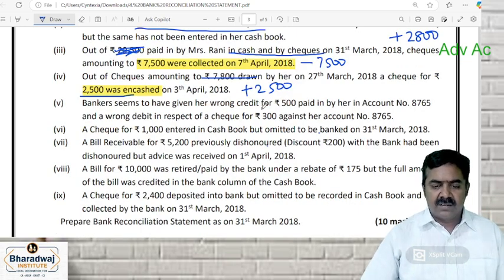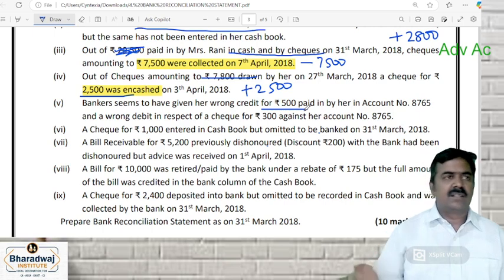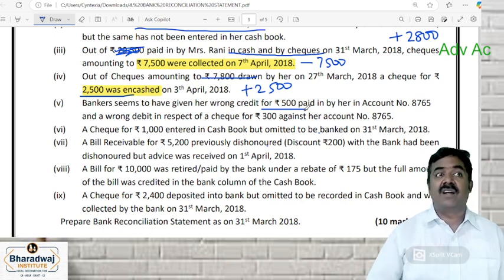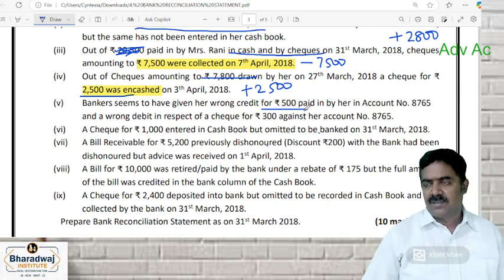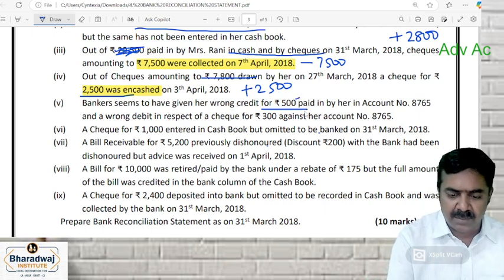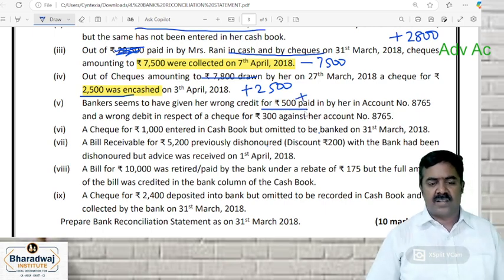Banker has given a wrong credit. Wrong credit now, what is the meaning? We have wrongly added. Customer add பண்ணிருக்க மாட்டான். அப்ப என்ன பண்ணணும்? மைனஸ் பண்ணணும். OD starting point plus 500.